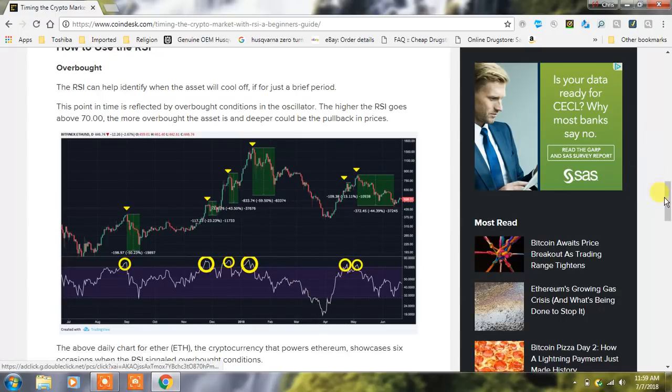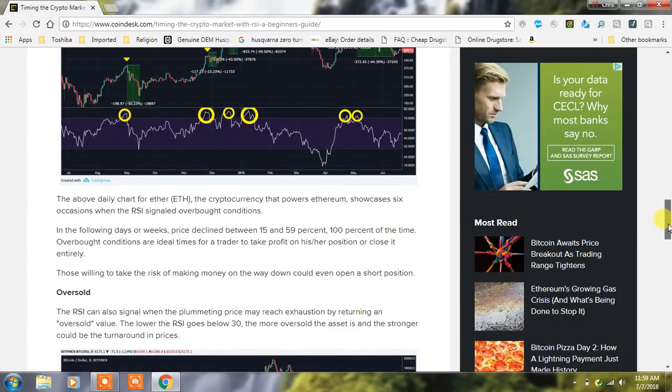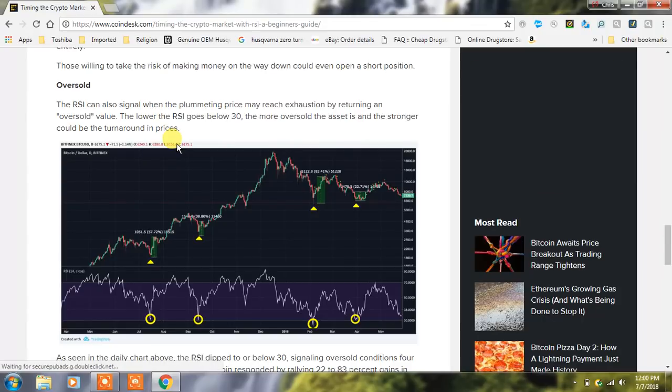So just really pay attention to the RSI, guys. If you're not using it, it's really powerful, and you can do trend lines on it and all different types of stuff. And then it says, we'll just talk about the oversold, because that's kind of where we've been at in this cryptocurrency market. The RSI can also signal when the plummeting price may reach exhaustion by returning an oversold value. The lower the RSI goes below 30, the more oversold the asset is, and the stronger it could be for the turnaround of the prices.